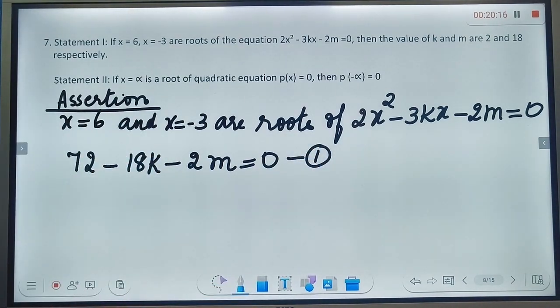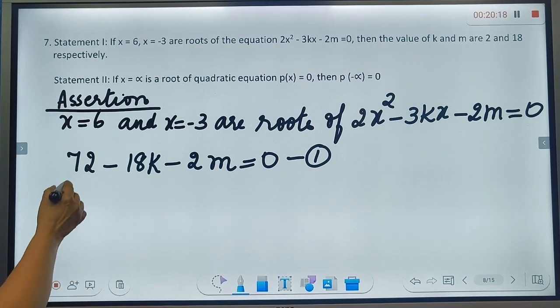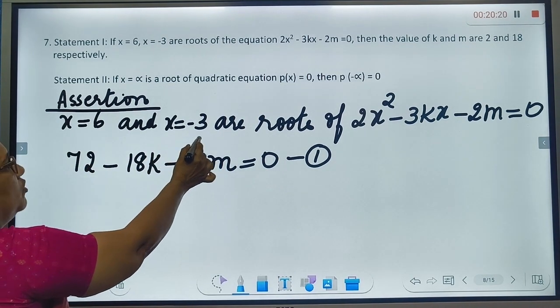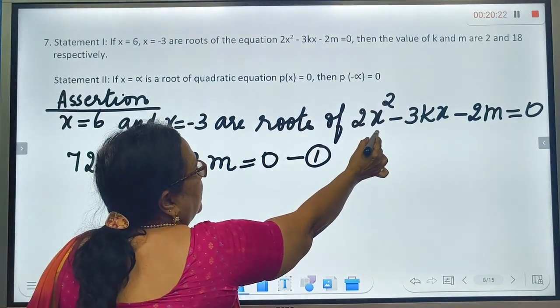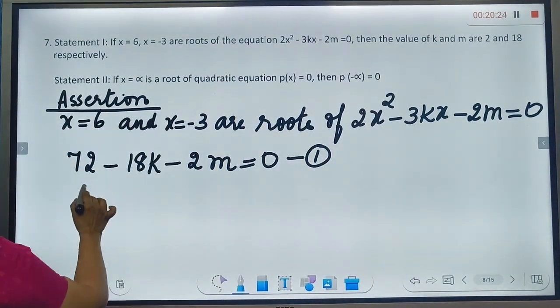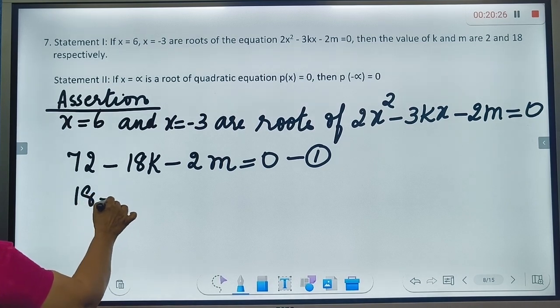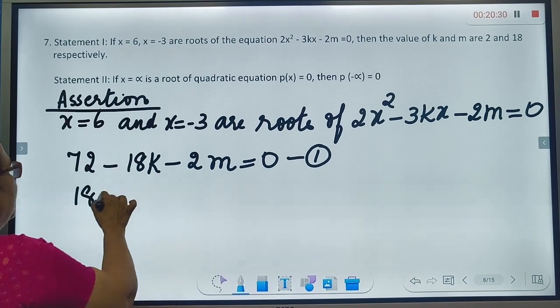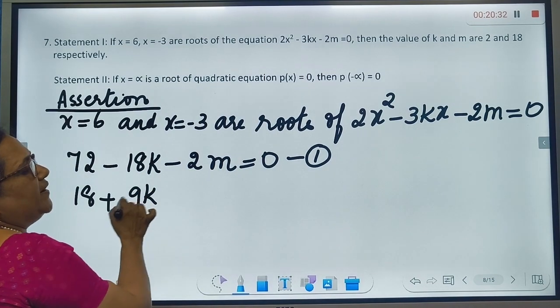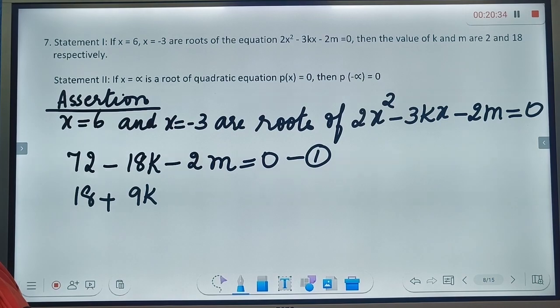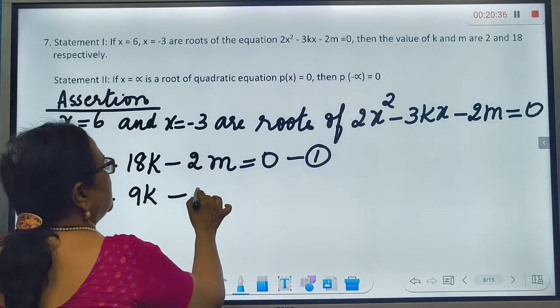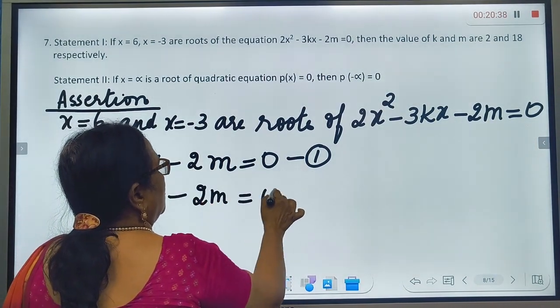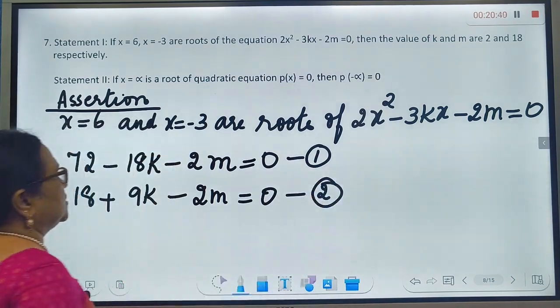What is the other equation? Because you are given x equal to minus 3 is also a root. So put x equal to minus 3. Minus 3 square is 9. 2 9s are 18. Here x is minus 3, so minus 3 into minus 3, plus 9k, minus 2m equal to 0. So you get two equations.